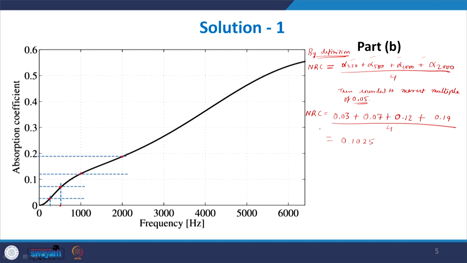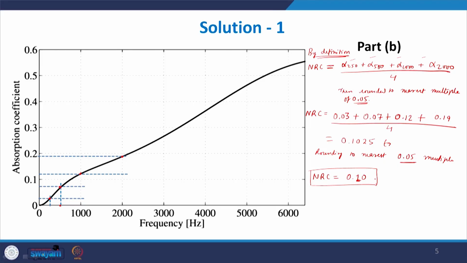0.1025. This is the average, and then rounding to the nearest 0.05 multiple, because alpha can have values of so many digits. So it is usually rounded off to get a more concise value. It is rounded to the nearest multiple of 0.05. So if we round this off, then the actual NRC value that we get is 0.10. If it was suppose 0.14, then we would round it off to 0.15, which is also a multiple of 0.05 and so on.